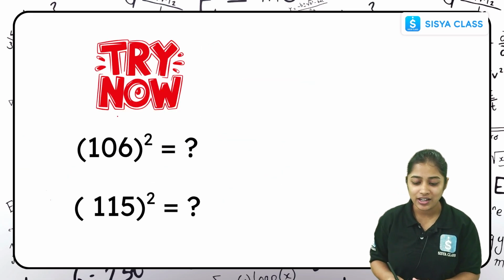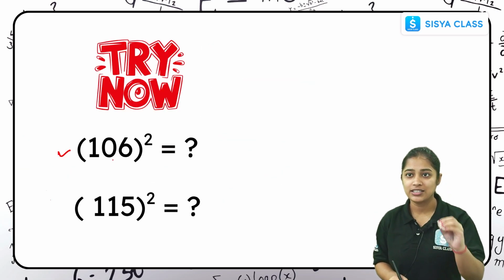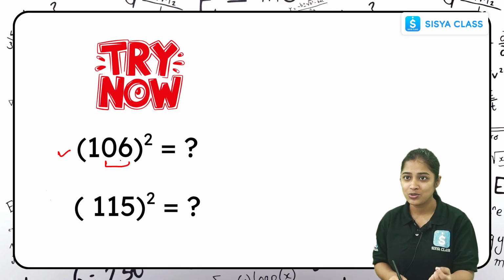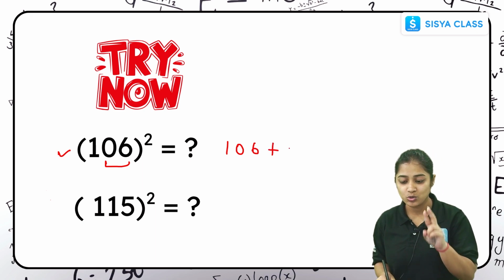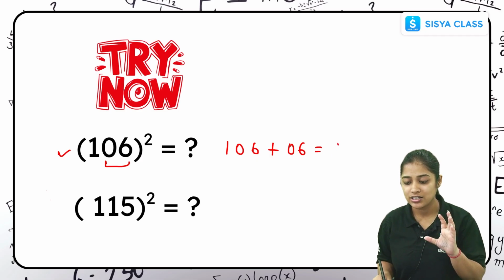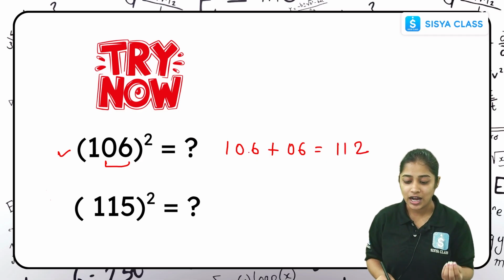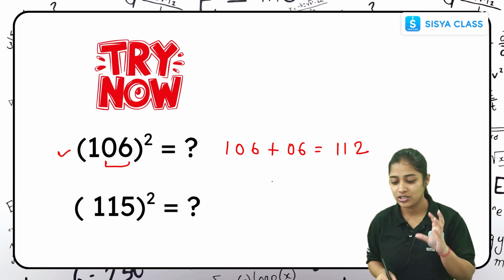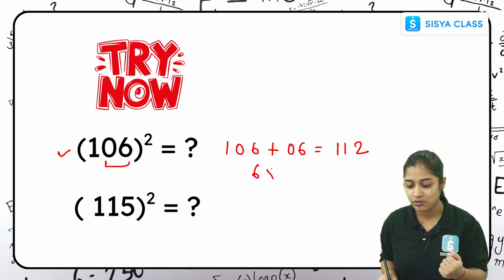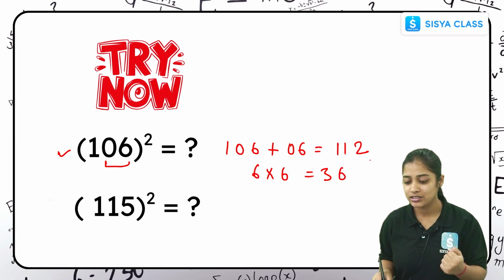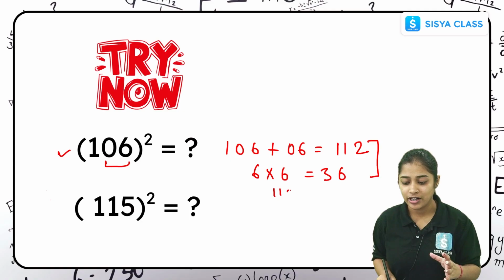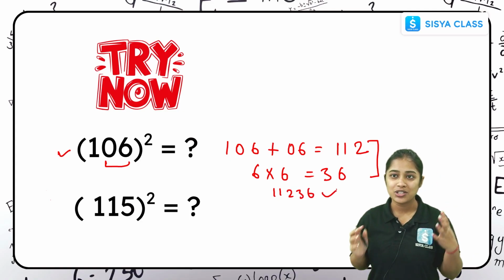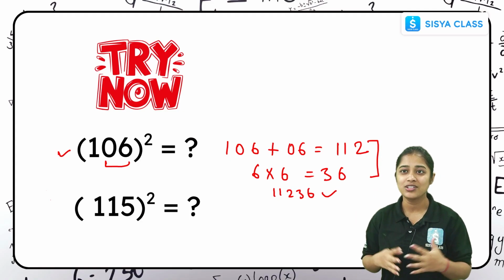Here we have 106 square, right? This lies in the first case because the last two digits are less than 10. So first we will write 106 and then I will add the last two digits here, that is 06. So my answer is 112. Now again multiply the last two digits with themselves, that is 06 with 06, so we multiply 6 with 6, that is 36. Now just write the answers together. So your final answer here is 112 and 36, so 11,236 is the final answer. So this was the first case.